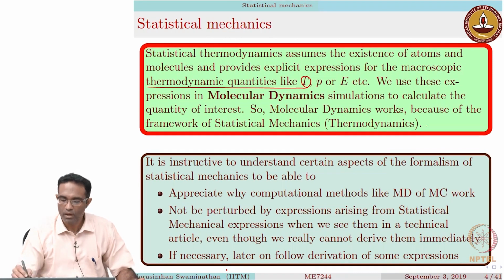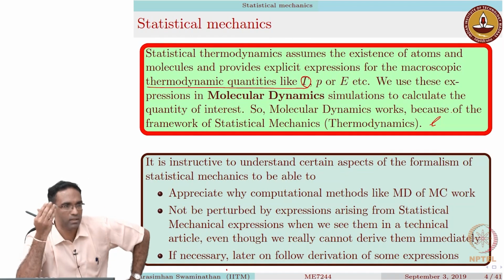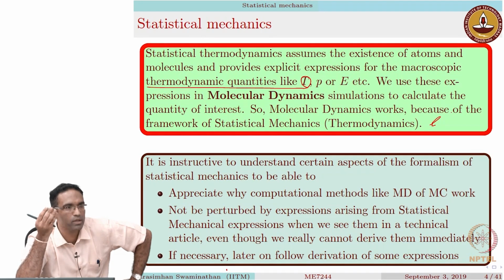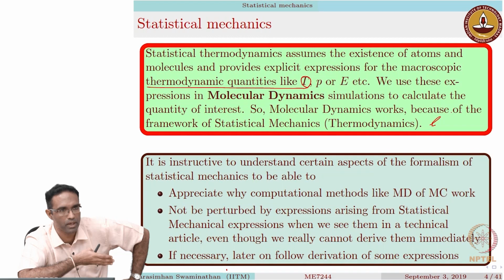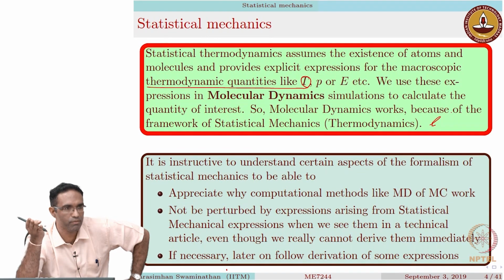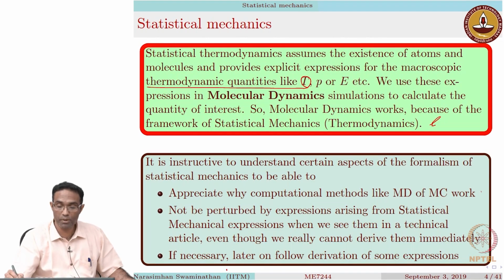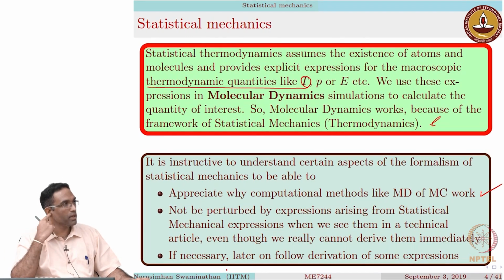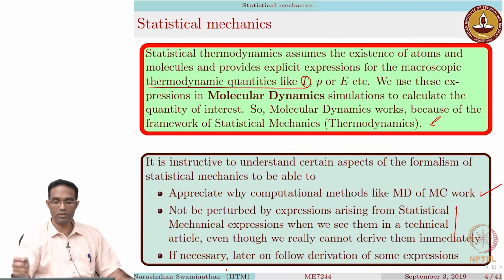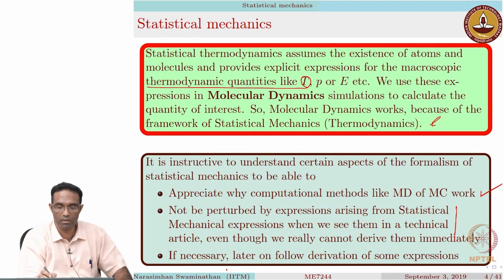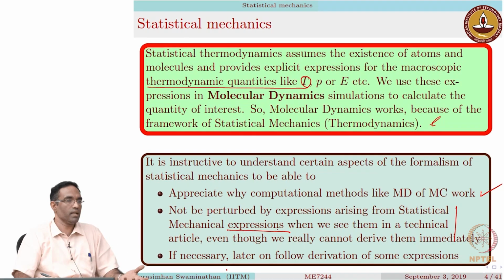right? So it is in this spirit that statistical mechanics is capable of providing you with expressions for the macroscopic thermodynamic quantities from the microscopic constituents of matter. Okay. So like I mentioned at the beginning of the class, the goal is to be able to appreciate why computational methods like MD and MC are working, and how we can use these expressions once we run an MD simulation. This is very important, so that we are not perturbed by expressions arising from statistical mechanics when we see them in a technical article, right?